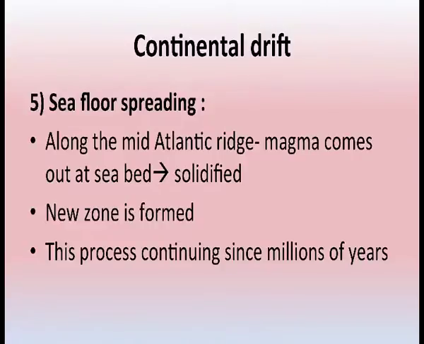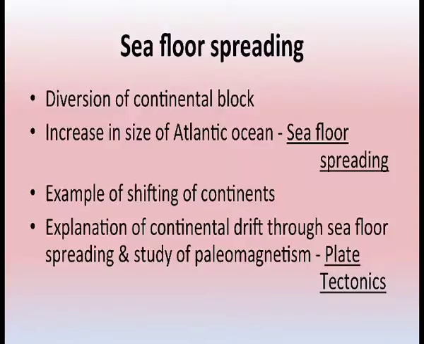We learned earlier, in the earlier session, that magma comes out along the mid-Atlantic ridge and gets solidified. So whenever there is magma coming out, new zones are formed and new sea floors are found along this zone. This process has been continuing since millions of years ago, and there is divergence of continental blocks and increase in size of the Atlantic Ocean. This is known as sea floor spreading. So the sea floor is spreading gradually in the Atlantic Ocean near the mid-Atlantic ridge.